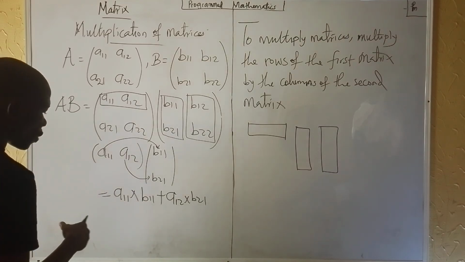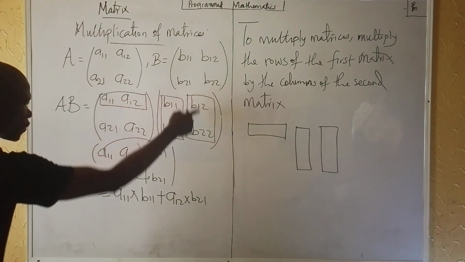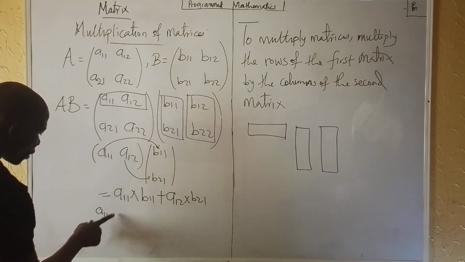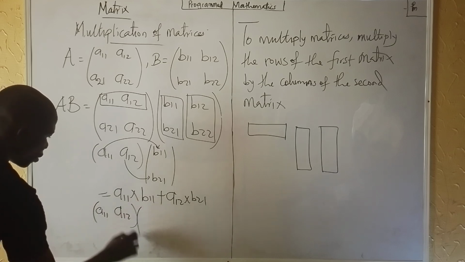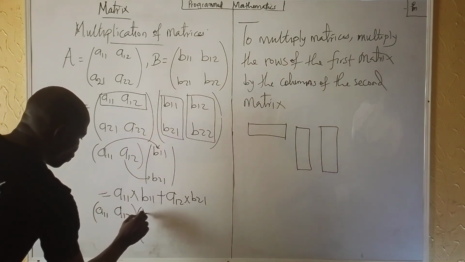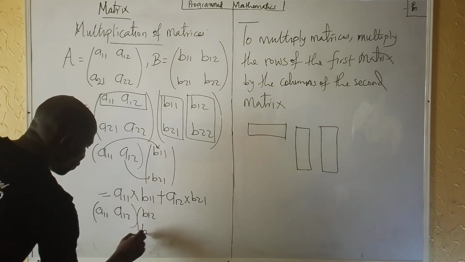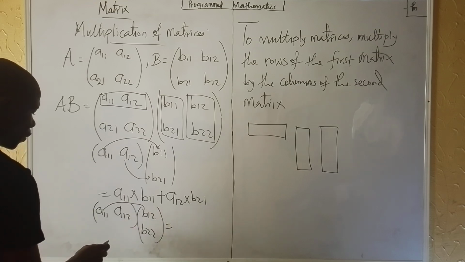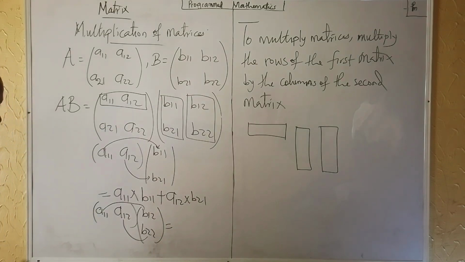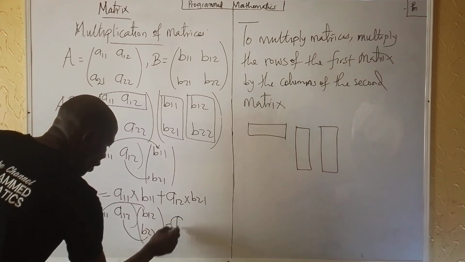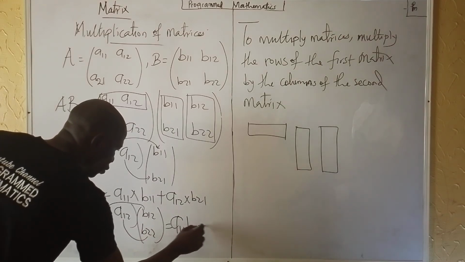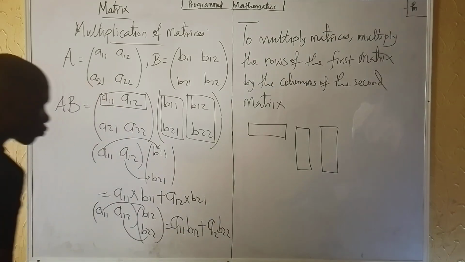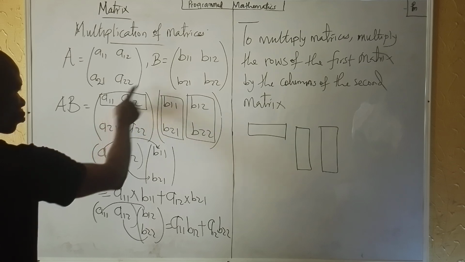Alright? So if you want to go to the second one, first row, second column, we have A11, A12 multiplied by B12, that's the second column, and B22. If we multiply this out, this is saying A11 times B12, A12 times B22. Then we add them. So this will mean A11 B12 plus A12 B22. So that is for the first row, second column.